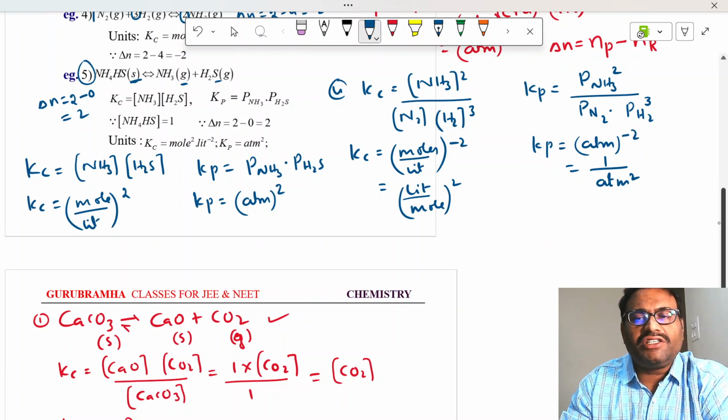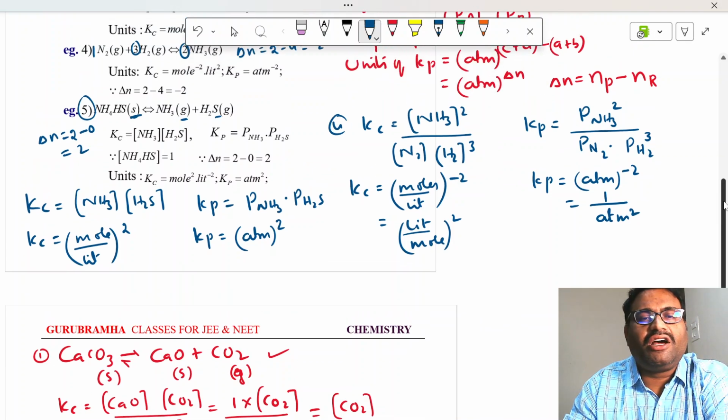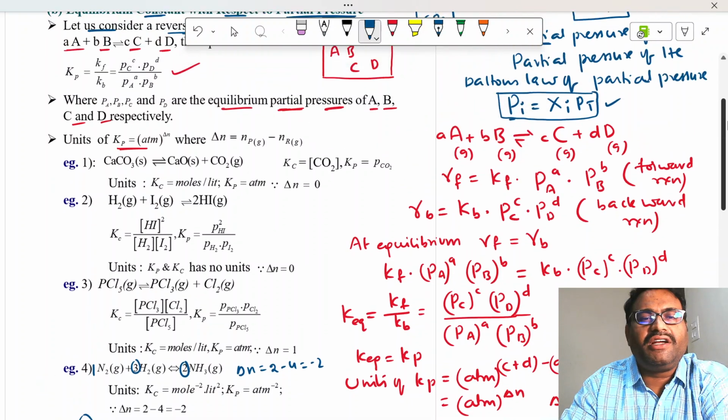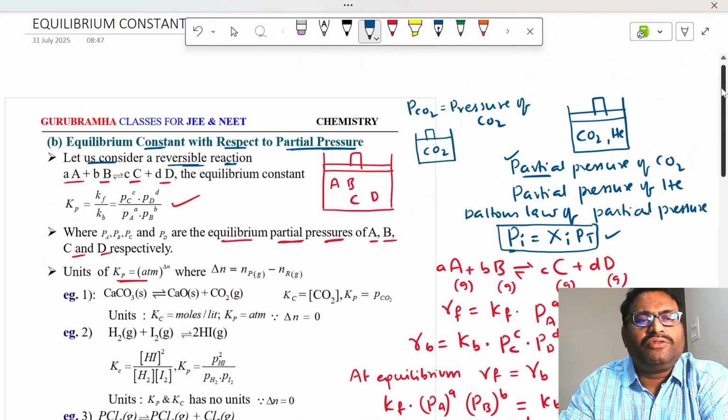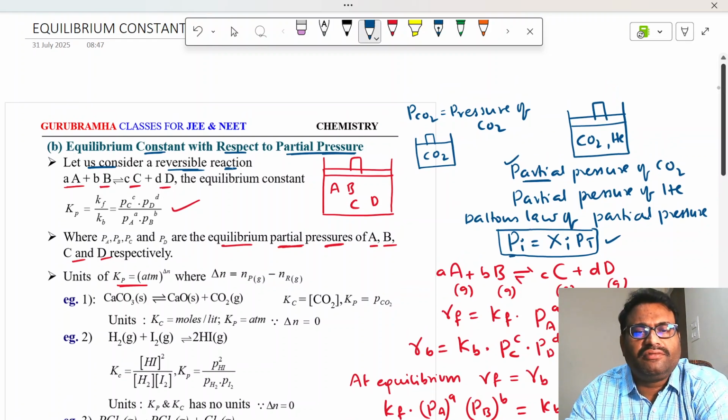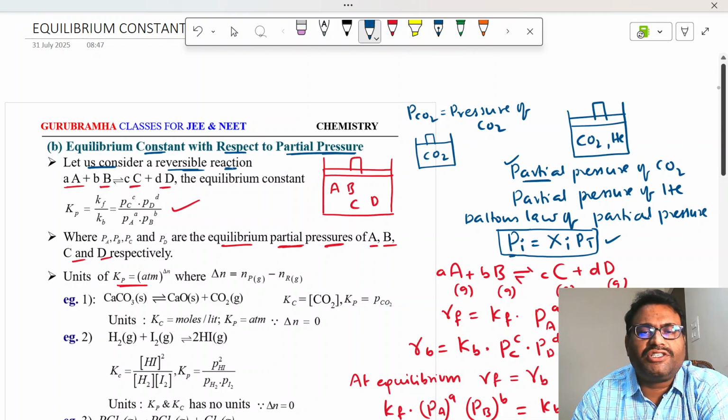So that is how we represent Kp and Kc, and those are the units of Kp and Kc. That is all for this session. In this session, we have discussed the law of mass action, how the law of mass action is applied to a reversible reaction, and what is meant by equilibrium constant. When the equilibrium constant is expressed in concentration terms, it is called Kc. If the equilibrium constant is expressed in partial pressure terms, it is called Kp.